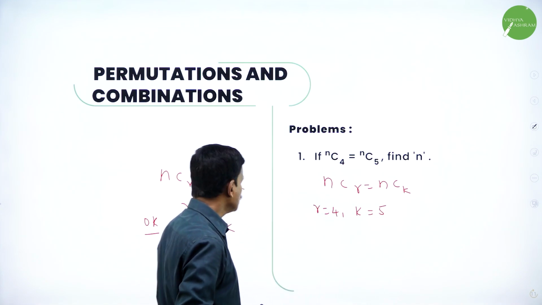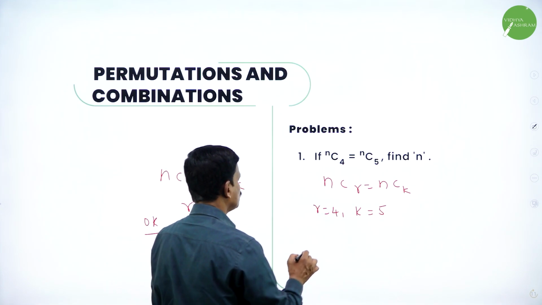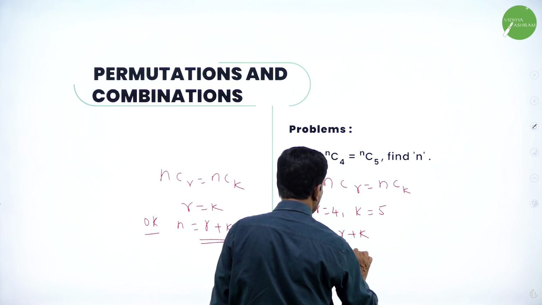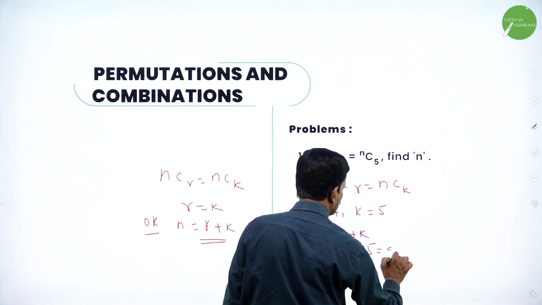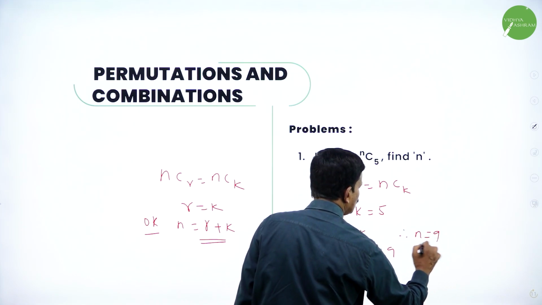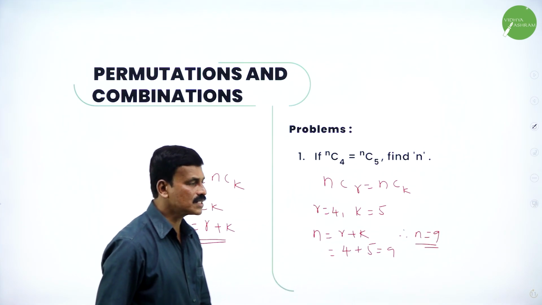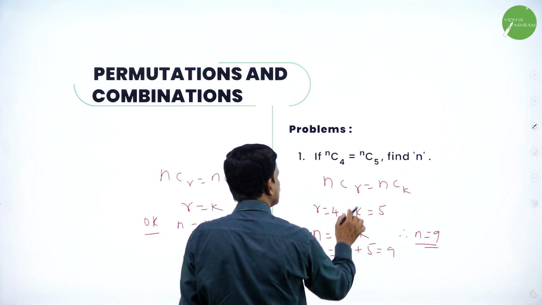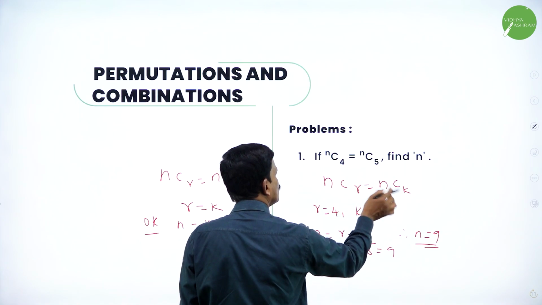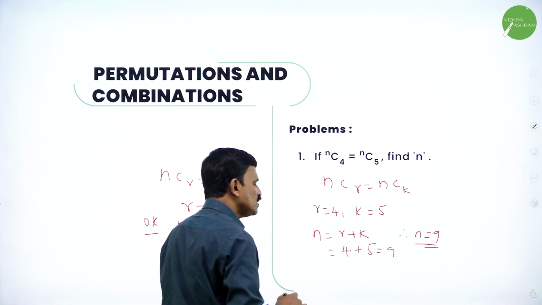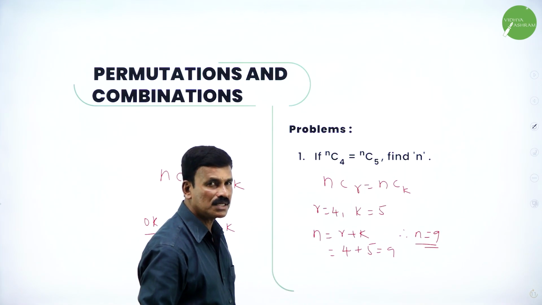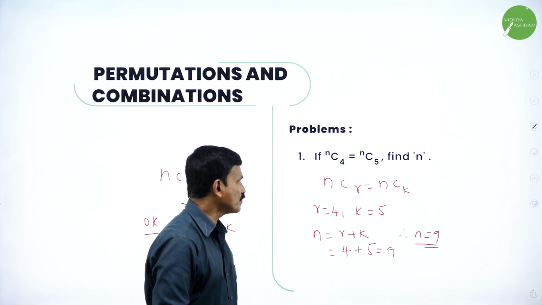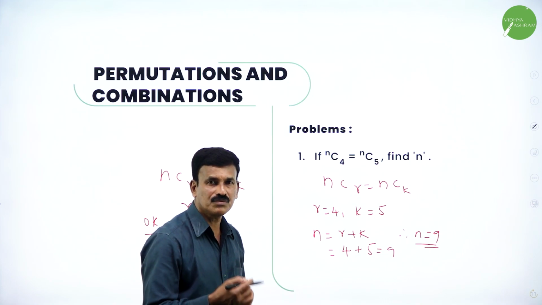Now, what is to find? The value of n, if n is equal to r plus k, is nothing but 4 plus 5, that's equal to 9. So, therefore, the value of n is equal to 9. Using this property, nCr is equal to nCk, here r is equal to 4 and k is equal to 5. What is the value of n? n is nothing but r plus k, 4 plus 5 is equal to 9, is the answer. So, n is equal to 9, very important for 1 mark.